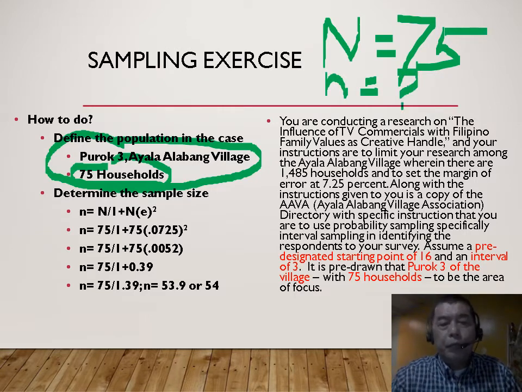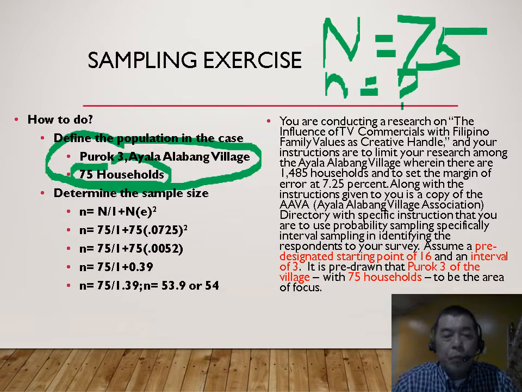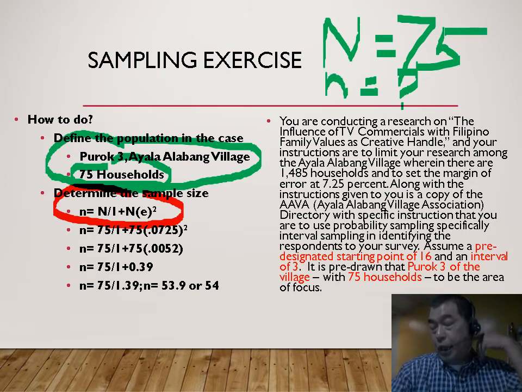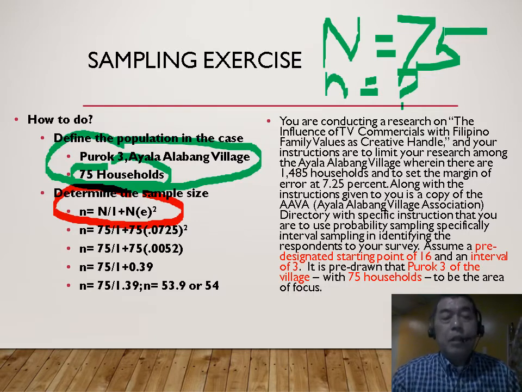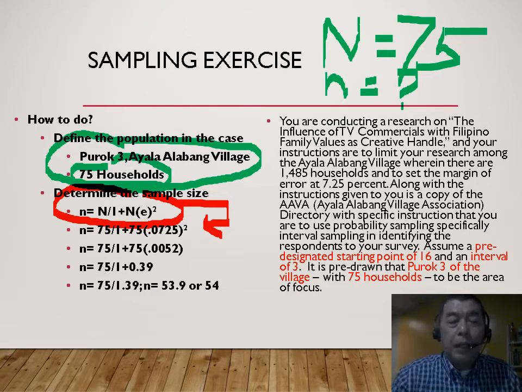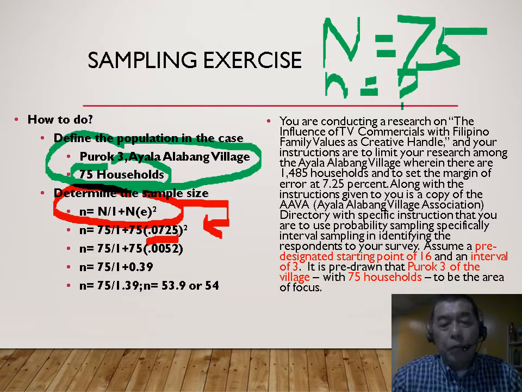Alright. So, therefore, through the use of Slovin's formula, okay, the population divided by 1 plus the population, in parentheses, the margin of error squared. So, you have to substitute the values in this formula. So, your total population is 75, 1 plus 75. The margin of error is going to be divided by 100 to get this decimal figure or value. Okay? Alright.